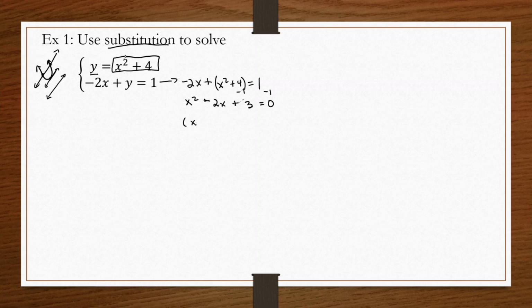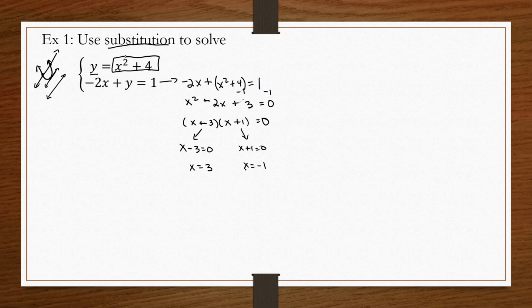This quadratic factors nicely to x minus 3 and x plus 1. You could also use the quadratic formula if you find that necessary. And then I can take each factor, and I get two solutions at x equals 3 and x equals negative 1.